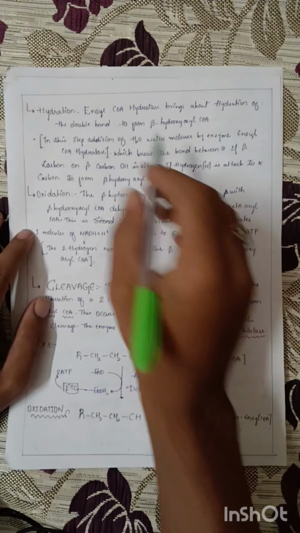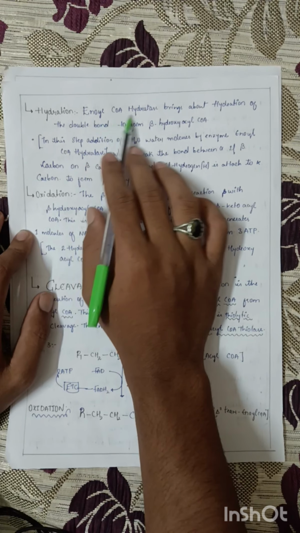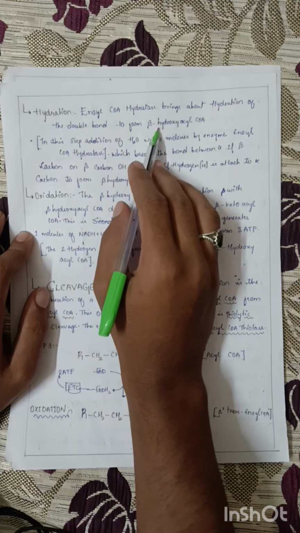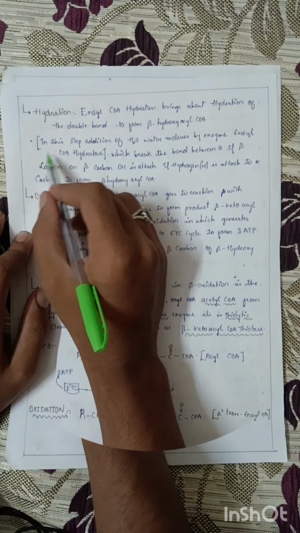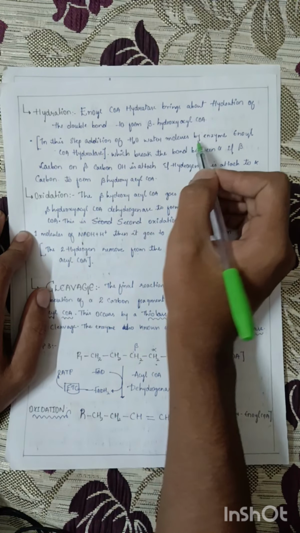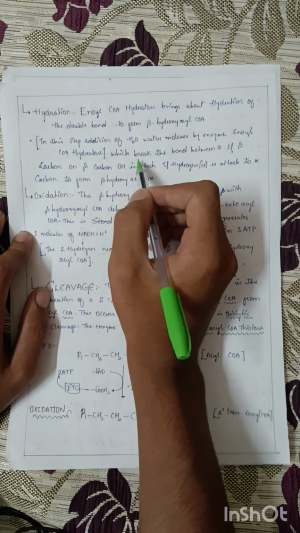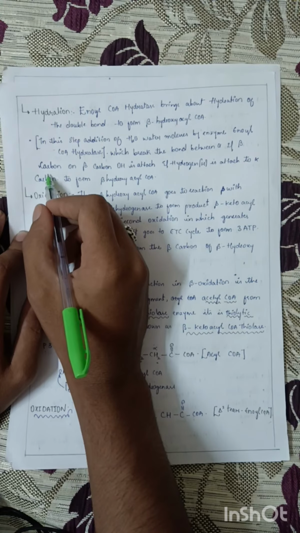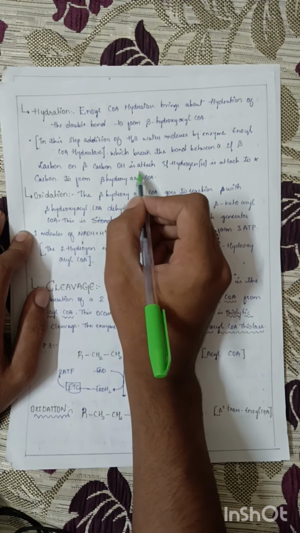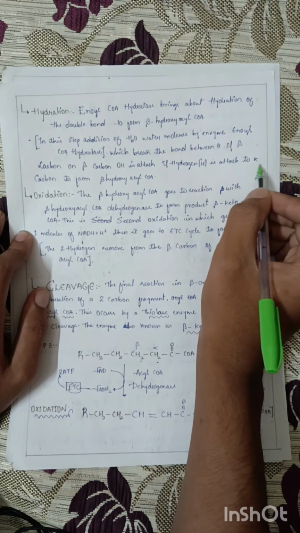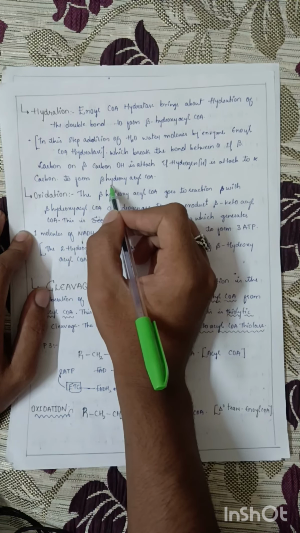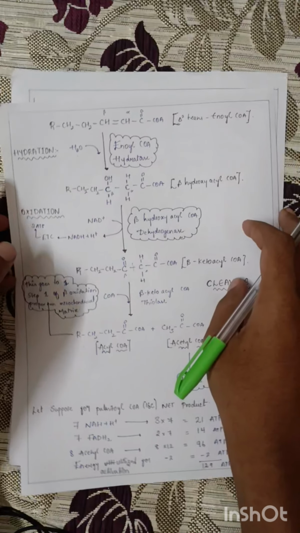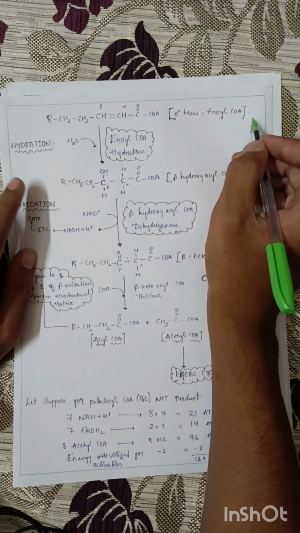Then we have the second step. Enoyl CoA hydratase brings about hydration of the double bond to form beta hydroxyacyl CoA. In this step, water is added by the enzyme enoyl CoA hydratase, which breaks the bond between the alpha and beta carbon. On the beta carbon, OH is attached and hydrogen is attached to the alpha carbon of beta hydroxyacyl CoA. Now we have trans-enoyl CoA.